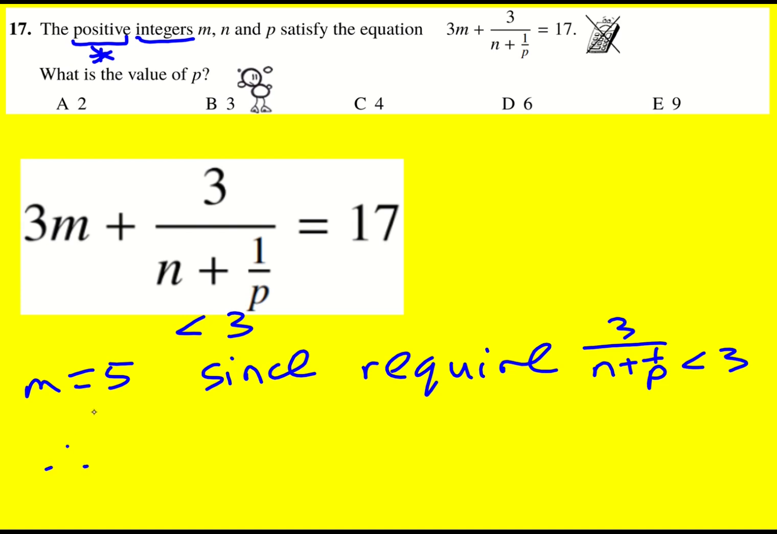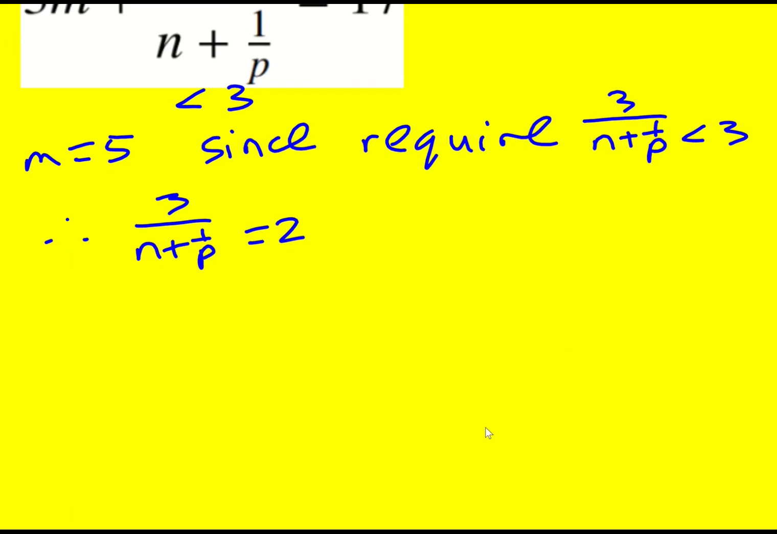Okay, and that means we can substitute in 15. We're going to get here: 3 over n plus 1 over p is equal to 2. And I can multiply through now. So 3 is going to be 2n plus 2 over p.